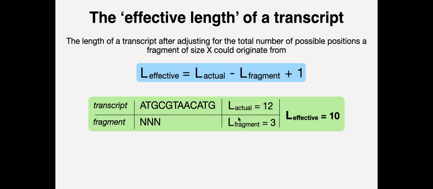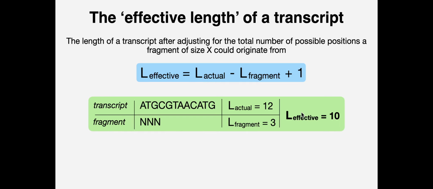So our actual length is 12. Our fragment length is 3. So we already know 2 of these numbers, and we're just going to add 1. So our effective length is really easy to calculate. It's 12 minus 3 plus 1. So the effective length of this transcript, even though the transcript is 12 nucleotides, is 10 nucleotides.